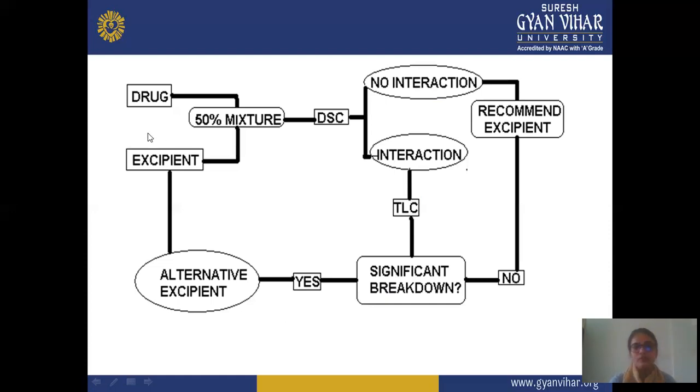There may be some chances that at the drug excipient starting stage, you can change your excipient or use an alternate excipient. If your excipient is good, you can recommend your excipient for your formulation. If this excipient again shows some problem by the TLC method, then you can change your excipient or use a certain alternate excipient.